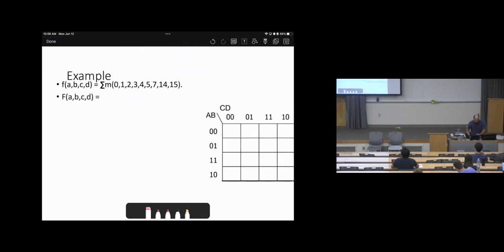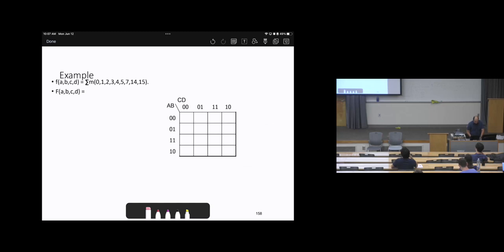Okay, there's another example here. 0, 1, 2, 3, 4, 5, 7, until 15. So we need to calculate the Karnaugh map or define the minimum realization. Let's assume that this function, we already converted to minterms, and we need to do our analysis.